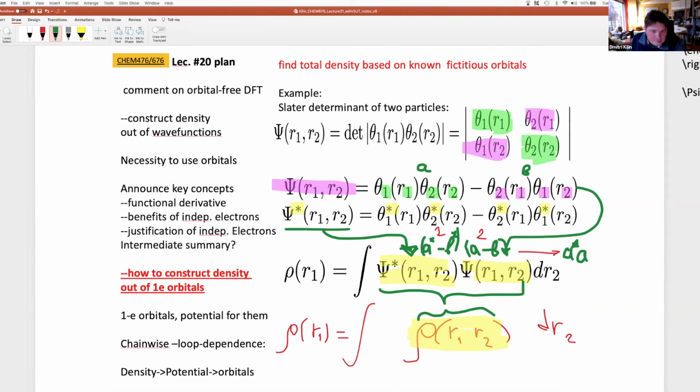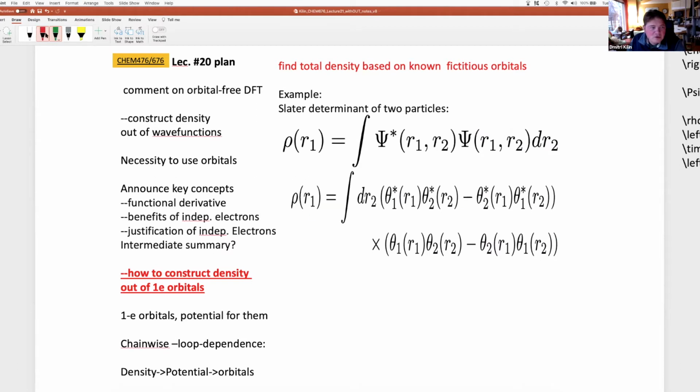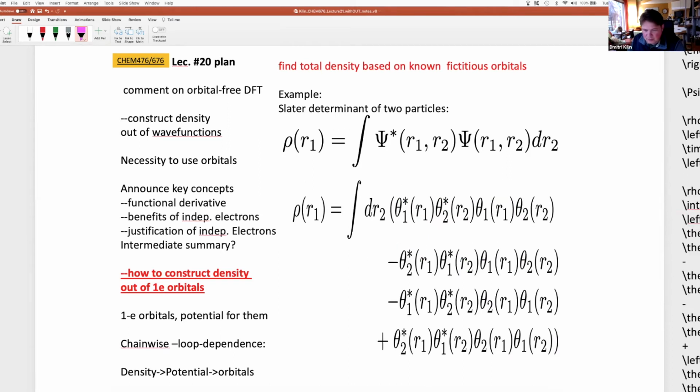Here we have diagonal minus off-diagonal, diagonal minus off-diagonal. Here are our two wave functions, and if we open the brackets, there will be 4 terms. At this point, it can be a little scary and ugly. So diagonal times diagonal.